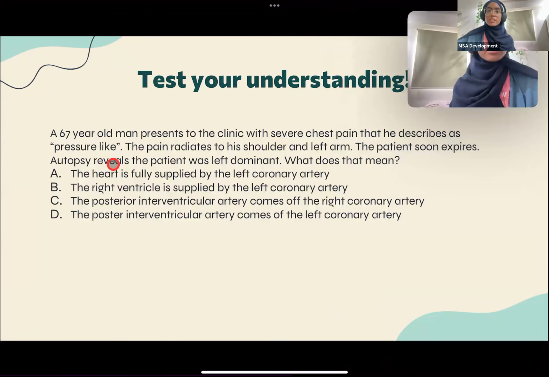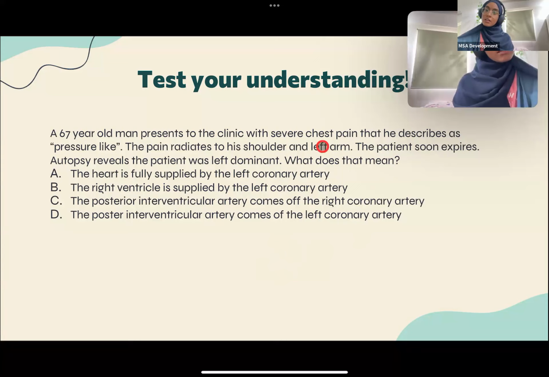So our last question: a 67-year-old man presents to the clinic with severe chest pain that he describes as pressure-like. The pain radiates to his shoulder and left arm, so MI. The patient soon expires. Autopsy reveals the patient was left dominant. What does that mean? Now we said dominance depends on PIA. If the patient is left dominant, then PIA comes from the left coronary artery. If he's right dominant, then PIA comes from the right coronary artery.